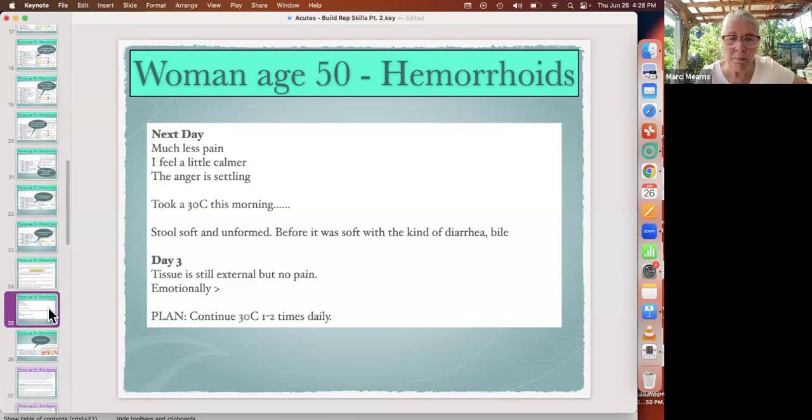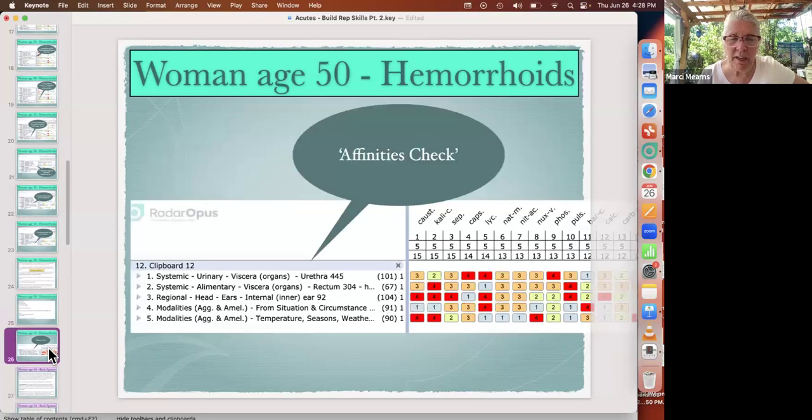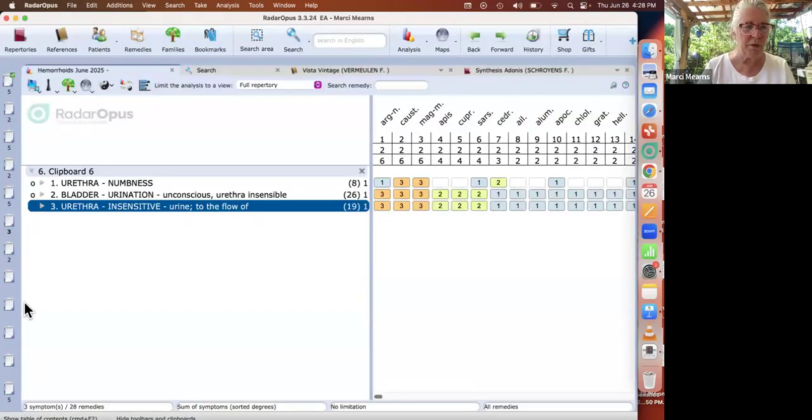So, a relatively simple case of protruding hemorrhoids after an angry outburst. Okay. Now, this last slide that I have for you, I'm calling an affinities check. Again, I'm trying to include some things here that you can try out on your own when you're working on your cases. So let's go back to the repertorization for just a minute.